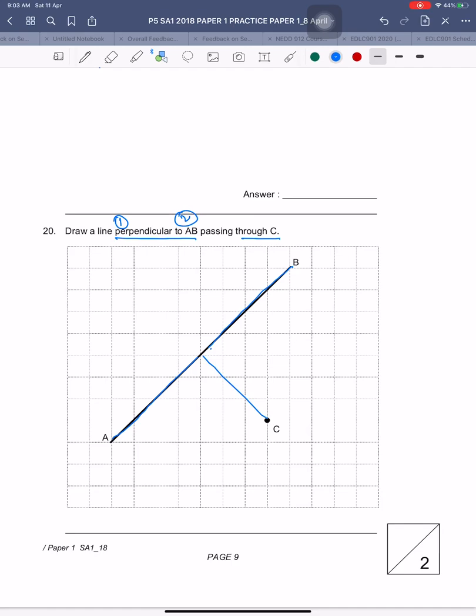Of course, some of you continue, which is also fine. Okay, doesn't matter. So either you touch AB or you cut through AB, it is fine. Alright, so that is the line that I want to see.